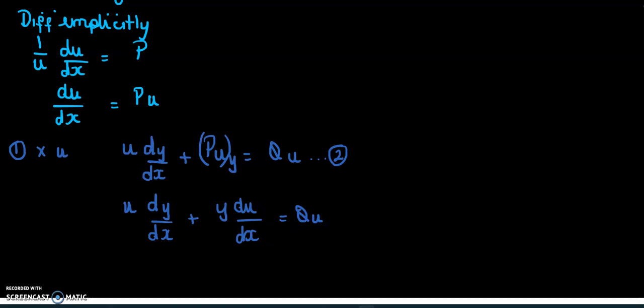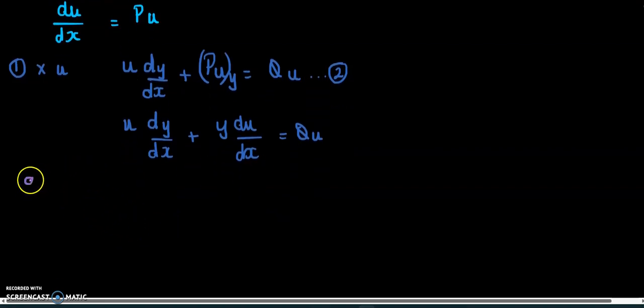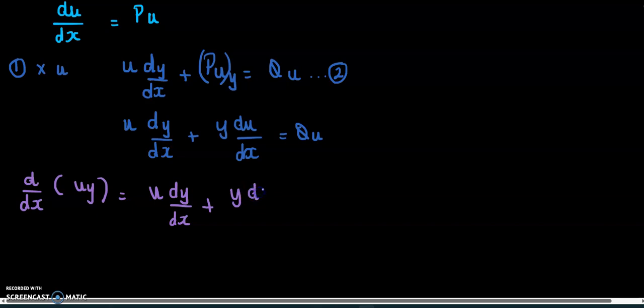Now, let's look at something very quickly here. Let's look at the derivative d/dx of uy. We're going to differentiate this implicitly. So remember, we differentiate y, leaving u alone, so that's u dy/dx plus, and we differentiate u, leaving y alone, so that's y du/dx. So we're going to substitute now d/dx of uy for this u dy/dx plus y du/dx.